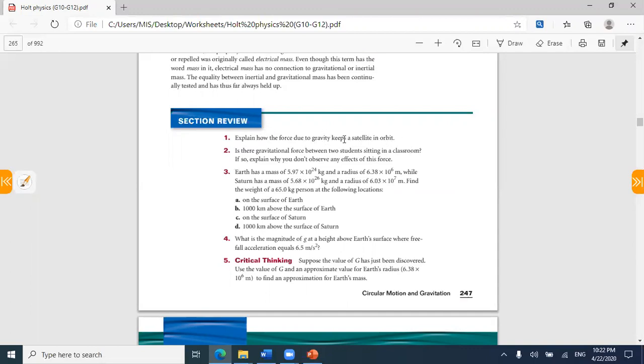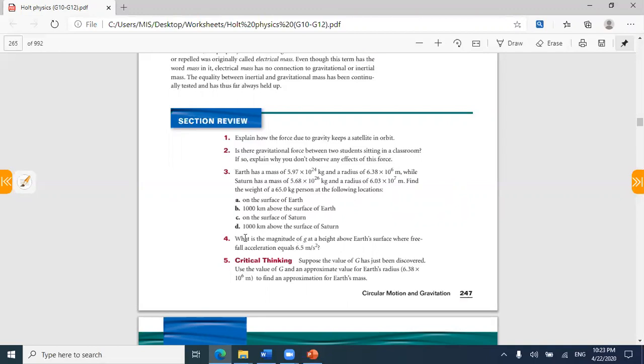The interaction between the force of gravity and the tangential speed will maintain the circular motion of the satellite. Is there a gravitational force between two students sitting in a classroom? We said between any two masses there is a force of attraction. So yes. If so, explain why you don't observe any effect of this force. We said because the force between the two students will be very small compared to the force between every student and the mass of the Earth, which is the weight.